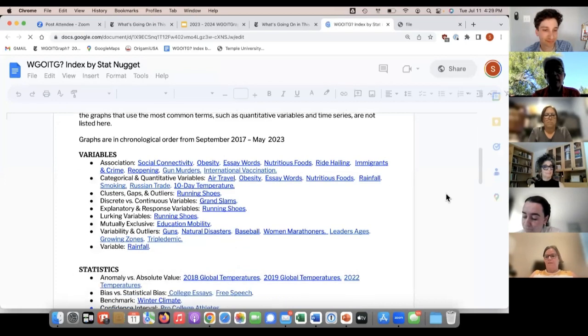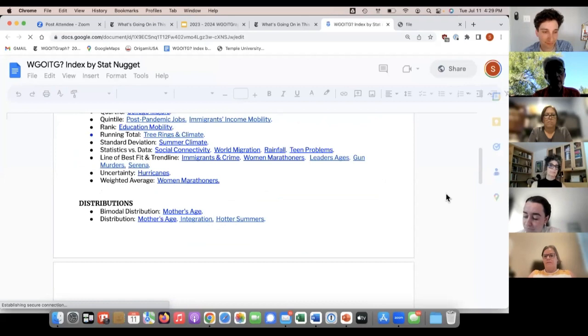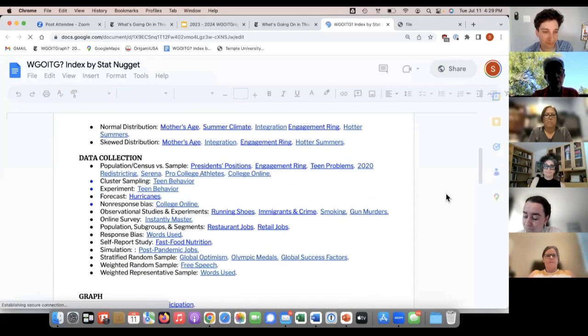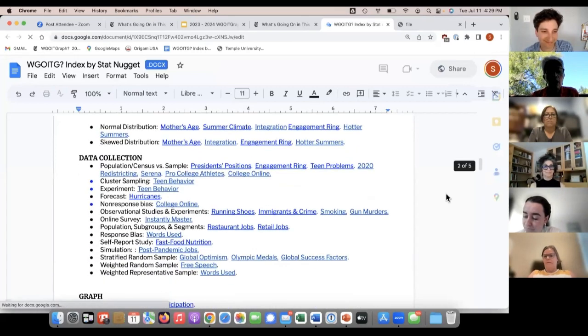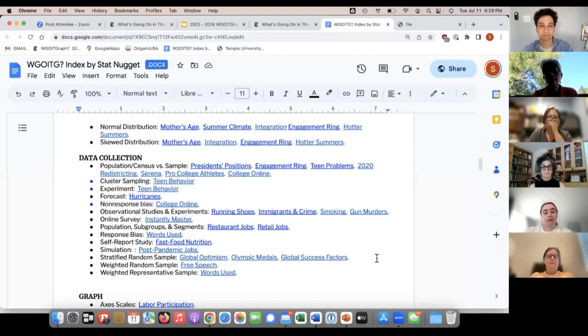Okay, so we've got stat nuggets that have to do with variables, statistics, distributions. Oh my goodness, there's data collection. So here's a whole bunch of topics that are covered in the various graphs that specifically have to do with data collection. And here's stratified random sample. And in fact, it was in 3 different ones. So you could look at other ones, not just the global optimism.